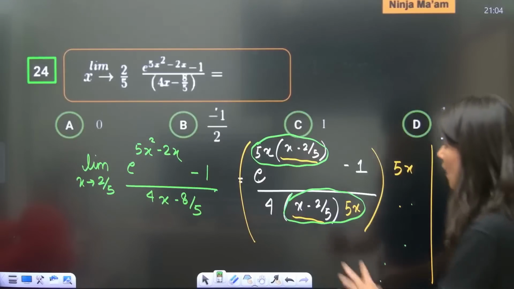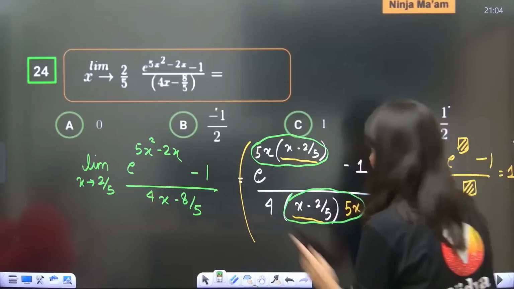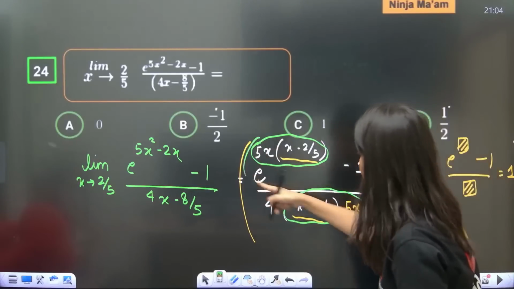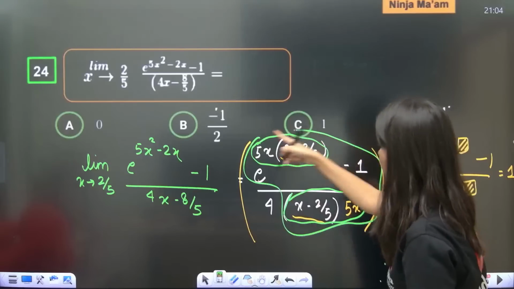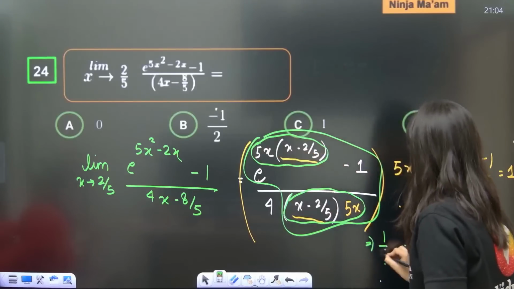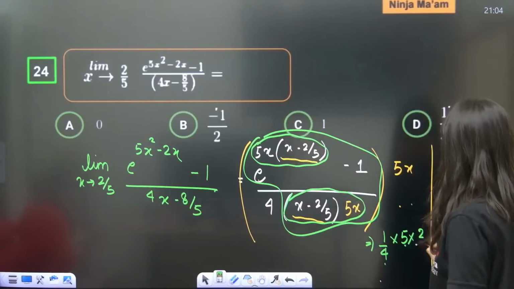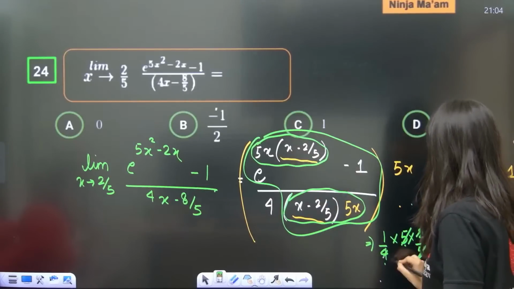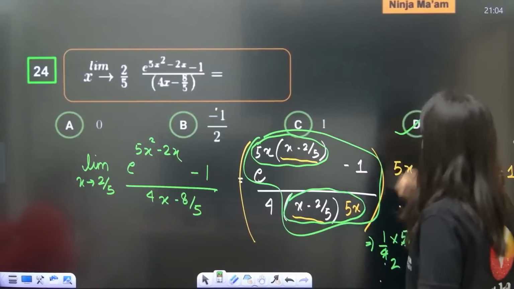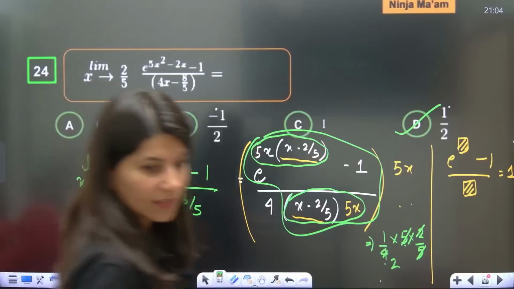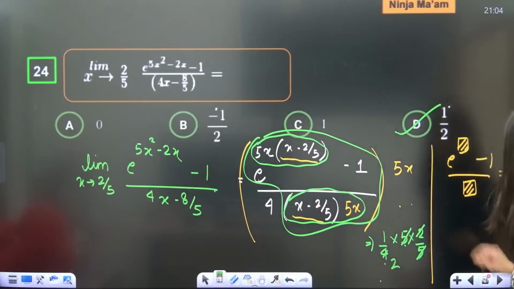Okay, all right. Now see, this is gone. If you put x equals 2 by 5, this thing is gone, this thing is gone. So this is 1 by 4 into 5 into x, x is 2 by 5, the 5 cancels, and this is 1 by 2. Option D, absolutely right. 1 by 2, absolutely right. Yes, okay, all right, option D.